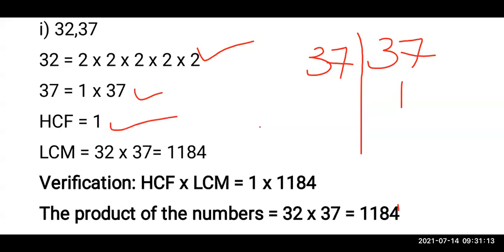LCM क्या है? Common plus uncommon. Now here common is 1. See, as I multiply all, it is getting 32 only. We can see over here.